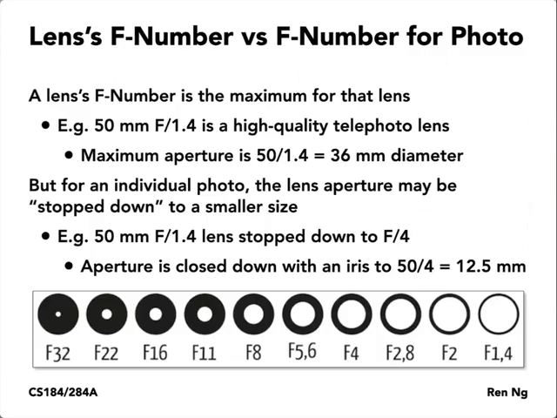Thank you. Okay, what have we got on this slide? The lens's F number versus the F number for the photograph. This is an important point to make. For professional or serious photographer cameras, there's a difference between the F number that's printed on the lens physically when you go buy it versus the F number of the photo. And that's for a very simple reason.